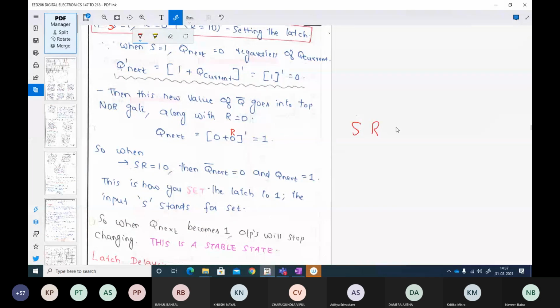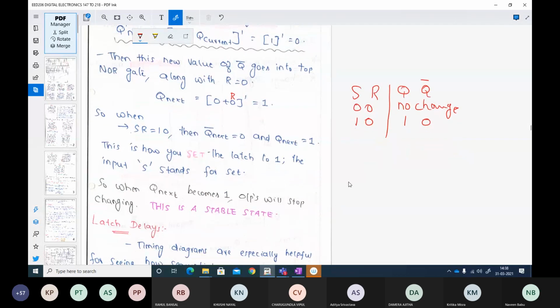So I have S, R, and what is my output Q and Q bar? When it is 0 and 0, I'm not having any change in my Q and Q bar values. It has my previous values only. When my set is 1 and my reset is 0, my Q is 1 and my Q bar is 0. So this particular state is called the stable state. And let us also understand the delay that it will take.